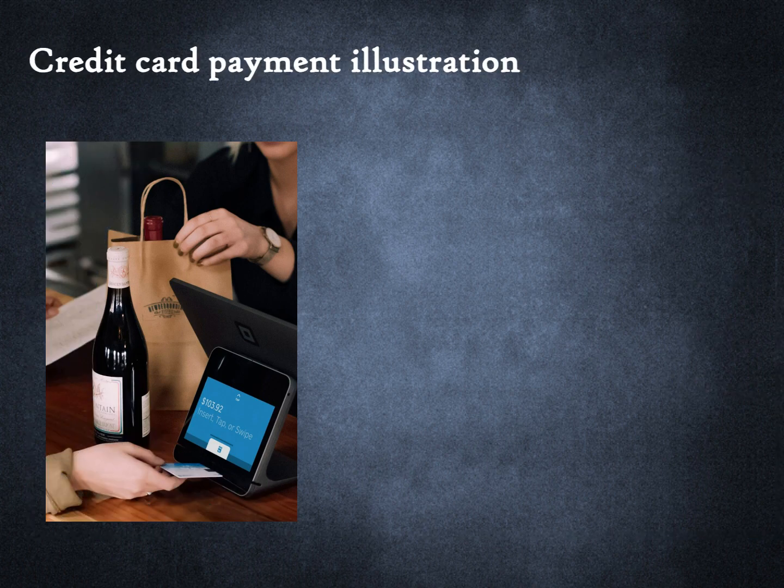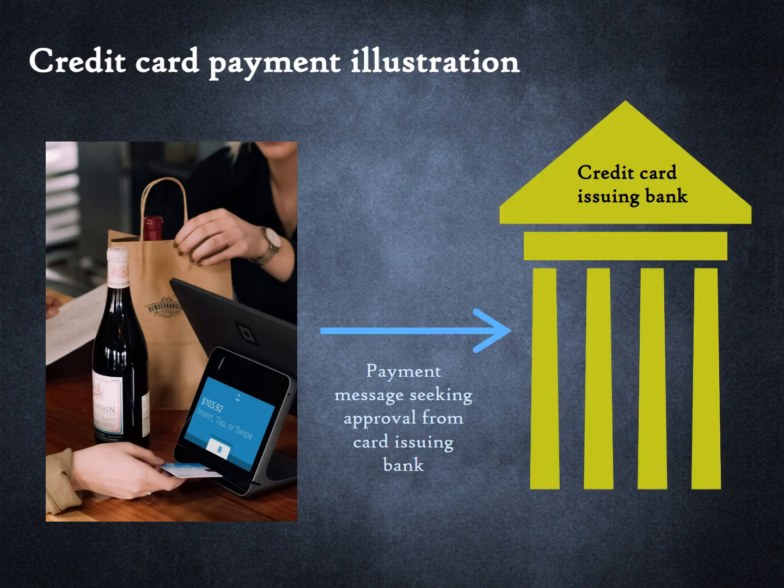Consider what happens when you swipe your credit card in a store. A payment message is sent for approval from the point-of-sale terminal to the credit card issuing bank. The issuing bank is the bank that issues the credit card. This message is often transmitted by credit card networks like MasterCard and Visa.